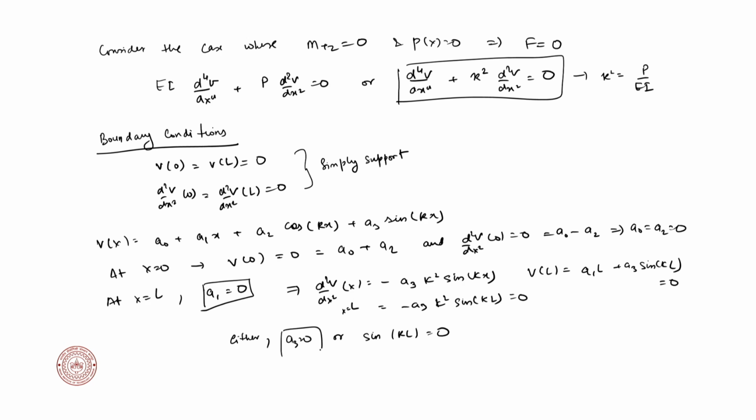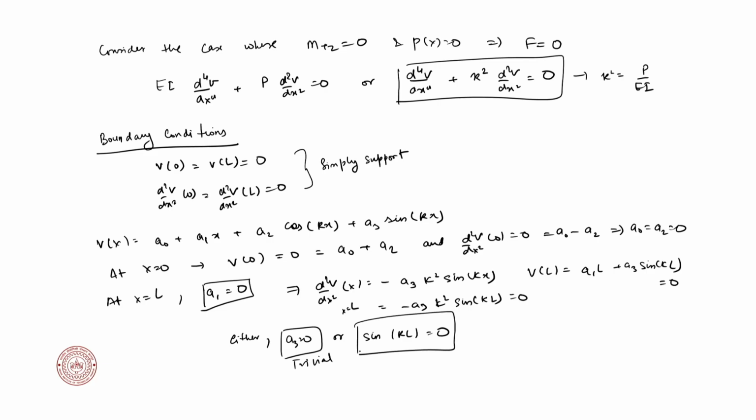Now, if a3 is 0, then the solution becomes trivial or redundant. That means everything is 0: a0, a1, a2, a3, all of them are 0, and that means that u of x is 0. There is no displacement. That is not a solution. The other case is that sin kL is 0, and this gives us a set of eigenvalues where k of L will be equal to n pi, or kn equals n pi over L, where n belongs to 1, 2, 3 and so on.